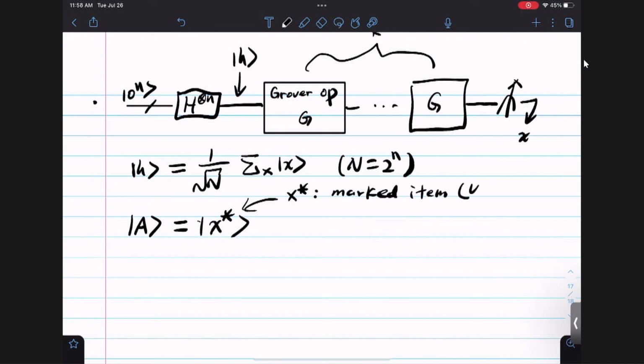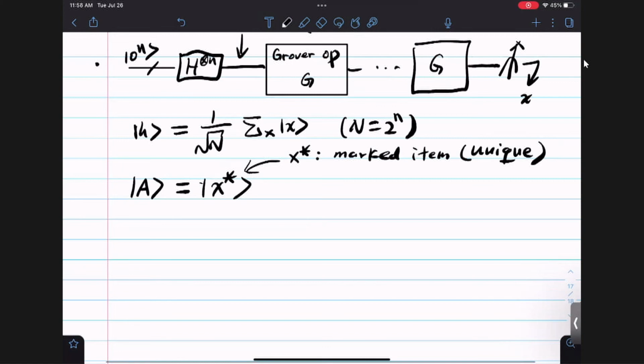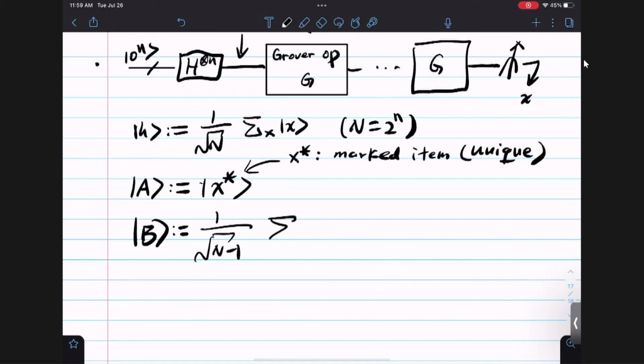And let's assume, for simplicity for now, there's just a unique marked item in my function, X star. So my A state is just going to be the computational basis state X star. And B, another state, is going to be the uniform superposition over everything else other than X star. So all those unmarked items.